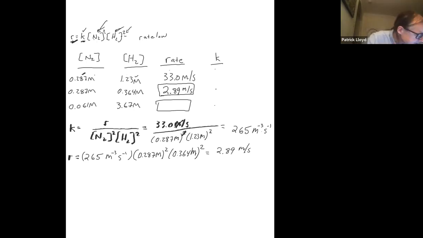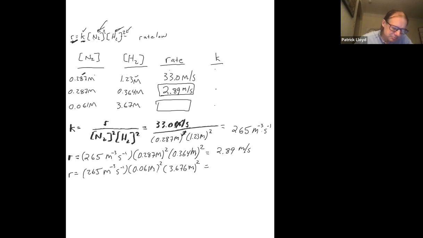Let's try the third one. Actually, I'm just going to check and see we lowered the constant. Yeah, that makes sense. So let's do the same. Again, you get to use the same value of K because the temperature hasn't changed and it's the same reaction. So K, and now we have 0.061, and then 3.67. Now this one jumped up a lot higher. If you make one number larger and then you square it, you're going to make the whole thing larger, right? The other one got smaller though, so they might kind of cancel each other out.